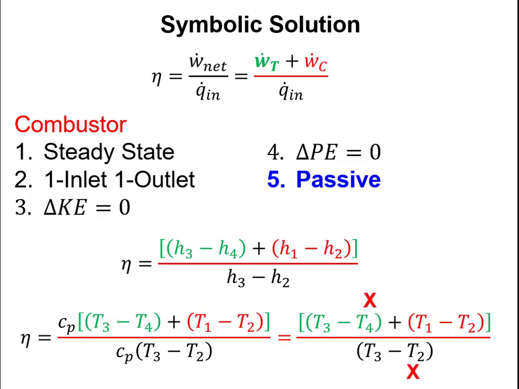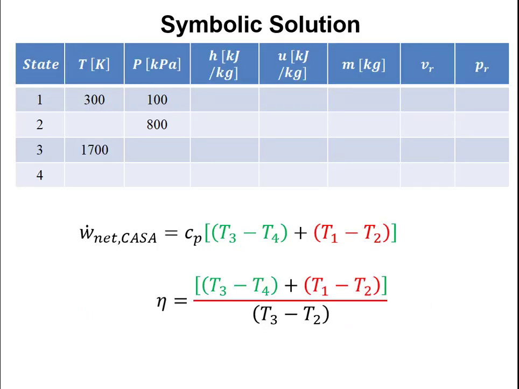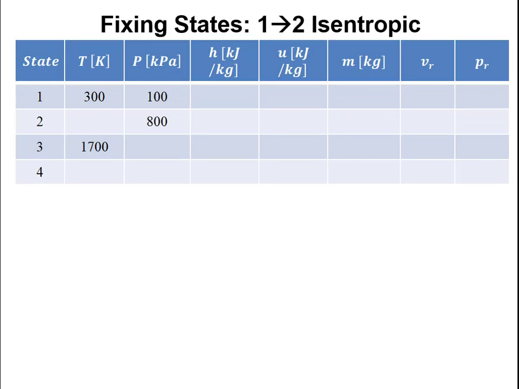Like I said before, I don't know T4 or T2. I do know T3 and T1. So now all that's left to do is fix all the states. If I was doing this on an exam, I would try to run through the symbolic solutions first because that demonstrates that I understand how to do the problem. And now I'm left with symbolic solutions for the net work of the cycle per unit mass flowing through the system and the thermal efficiency. All I have to do is fix my states.